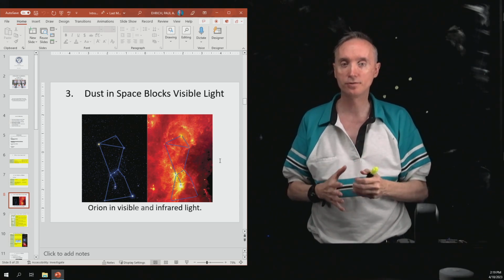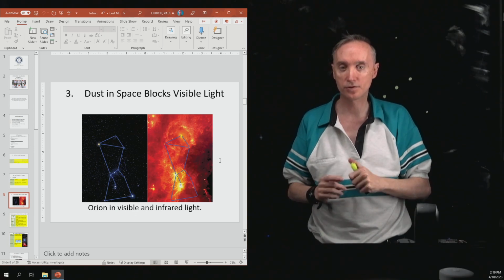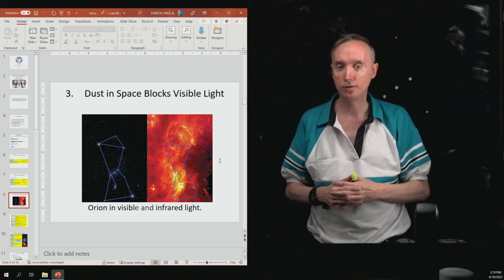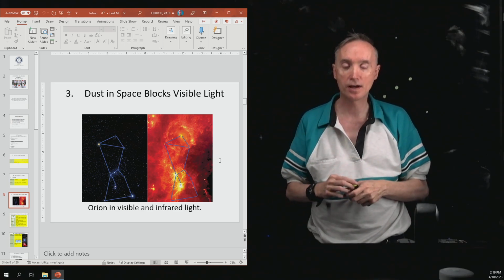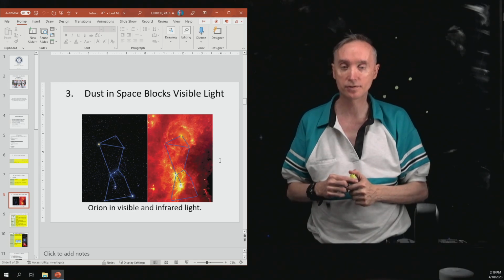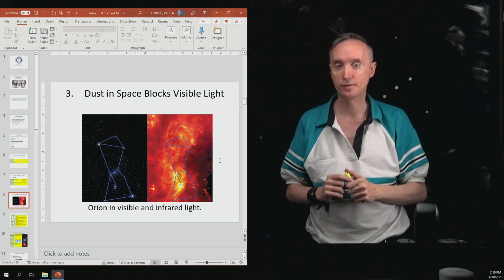So if there was no dust, the sky would be completely white at night, because no matter which way you looked, you would be looking at a star. But the night sky is very dark because of dust. So dust blocks visible light.